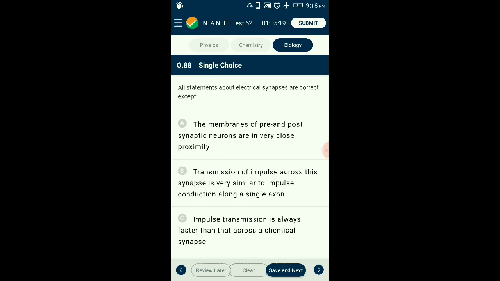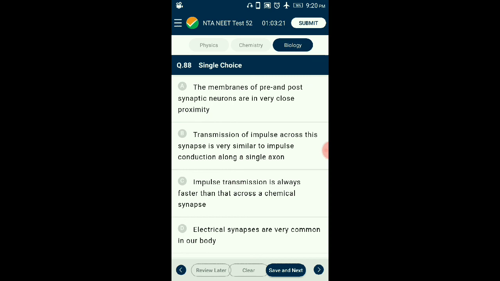Question number 88. All statements about electrical synapses are correct except. Impulses are transmitted from one neuron to another through junctions called synapses. A synapse is formed by the membranes of presynaptic neurons and postsynaptic neurons, which may or may not be separated by a gap called the synaptic cleft. Synapses are of two types, electrical and chemical synapses. In electrical synapses, the membranes of pre and postsynaptic neurons are in close proximity. The electrical current can flow directly from one neuron to another.